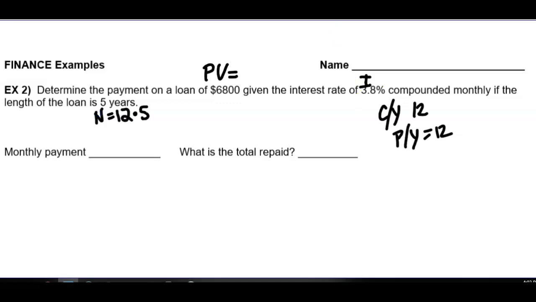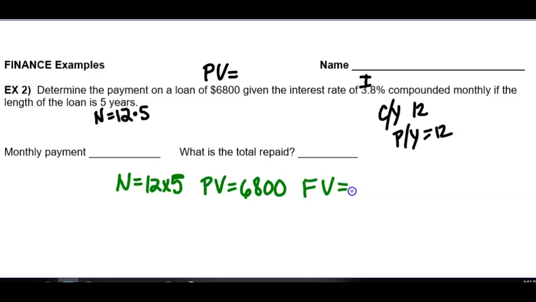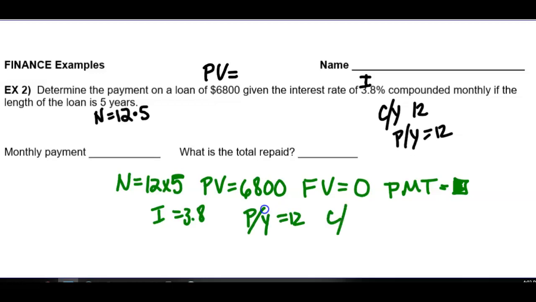Now, when I do these, I usually just write it all down here so that I can keep track of what I did, because if this were the good old days, I would be giving partial credit based on your work, and this would be considered your work. The future value, because it's a loan, okay, you have to pay it off at the end. So we're trying to get the future value down to 0. We're trying to determine the payment, so that's where we're going to put our cursor. I is 3.8. I know these aren't in order, guys. I'm sorry. Payments per year and compoundings per year. I don't know what order they're on the screen, so I'm just going with it.